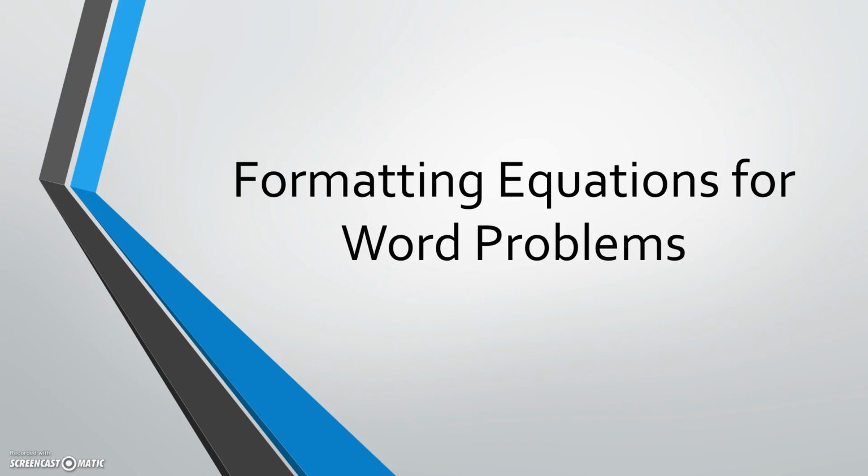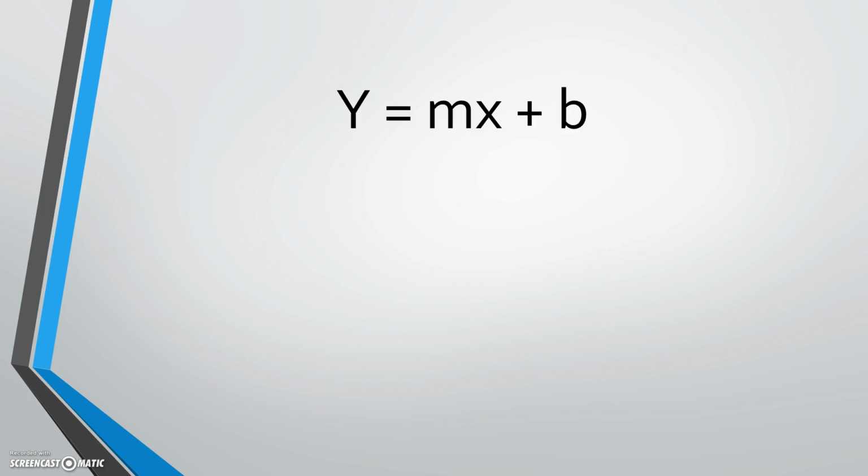Hello, today we're going to talk about how to format equations for word problems. We're going to talk about two different ways to format the equation. The first one of those being slope-intercept form of a line, which is y is equal to mx plus b. I'm going to talk about what each one of these variables mean.